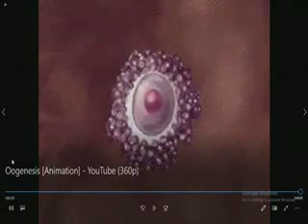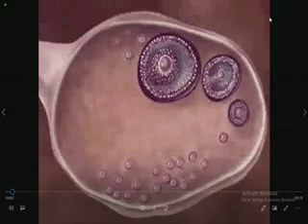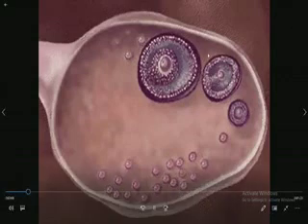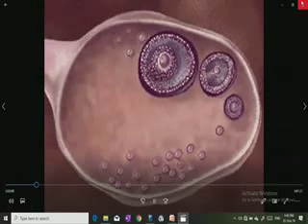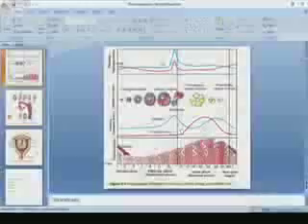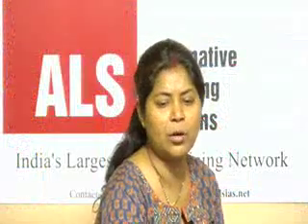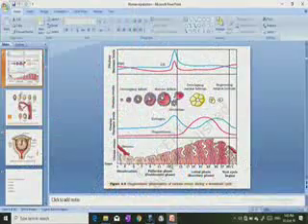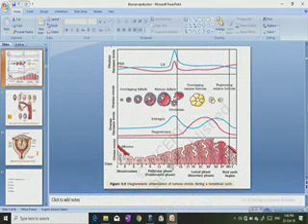Zygote formation takes place, and thus the whole process of oogenesis is completed. The ovary is the site of the development of the oocyte. Within the ovaries, follicles develop. Each follicle houses an oocyte, which matures simultaneously. So these are the two basic things that we did in yesterday's class, and today we are going to start with a new topic, that is the menstrual cycle. This is a typical graph from your book. This is called the menstrual cycle graph.